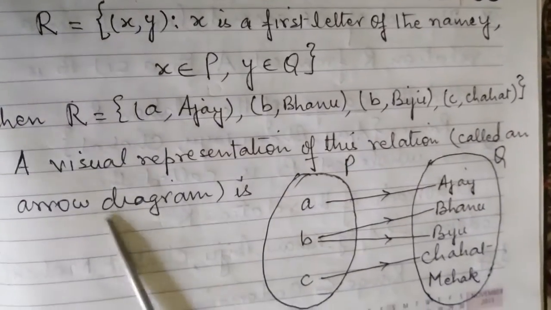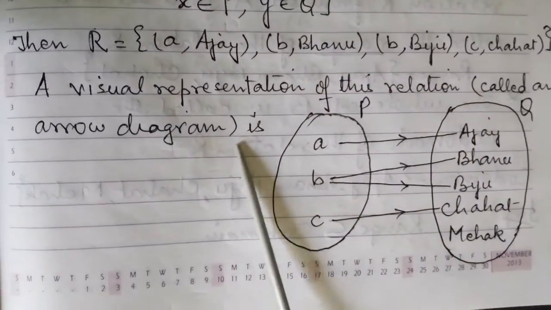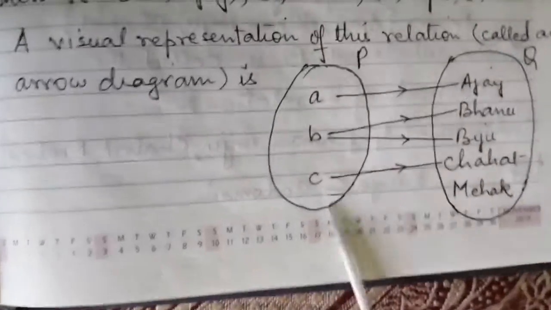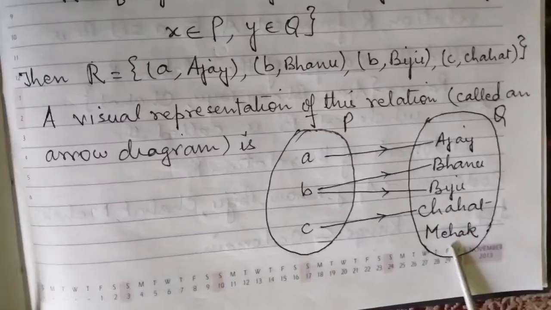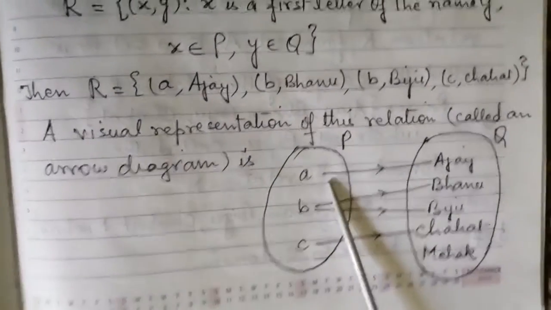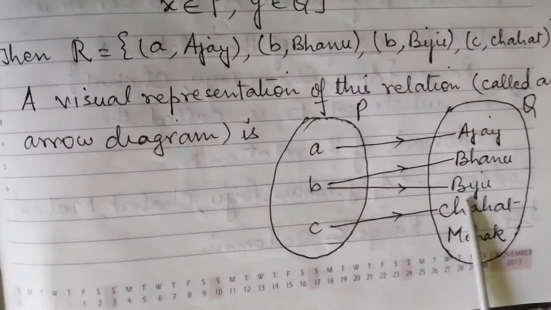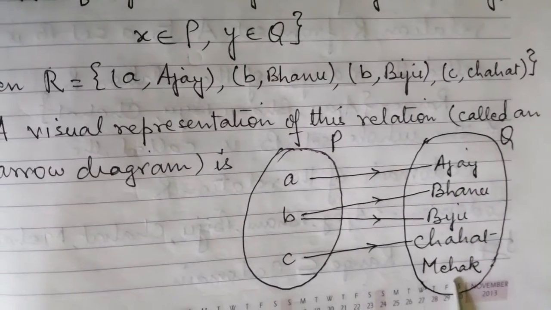Now, if you want to represent this relation visually, the visual representation is called an arrow diagram. The first set P has elements A, B, C, and set Q has Ajay, Bhanu, Biju, Chahat, and Mehak, right? So A is the first alphabet of the name: A for Ajay, B for Bhanu, and B for Biju, and C for Chahat, and Mehak remains as it is.